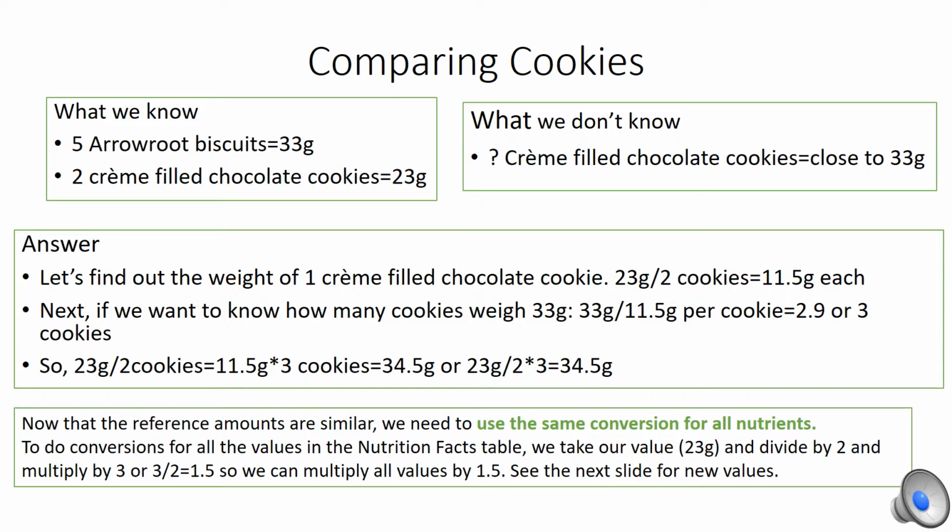So now that the reference amounts are similar, we need to use the same conversion for all nutrients. To do conversions for all the values in the nutrition facts table, we take our value of 23 grams and divide it by 2 and multiply by 3, or 3 over 2 equals 1.5. So we can multiply all values by 1.5. See the next slide for our new values.